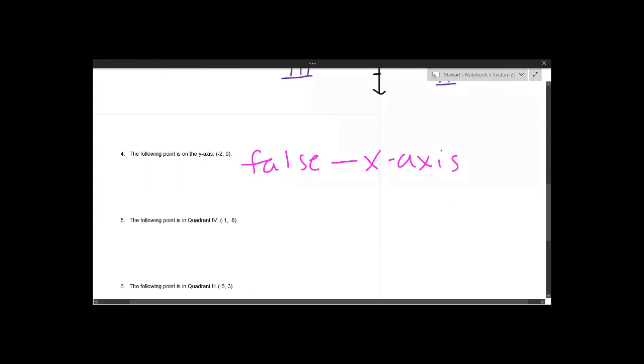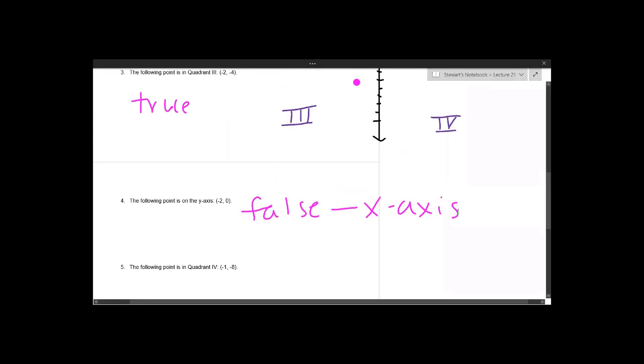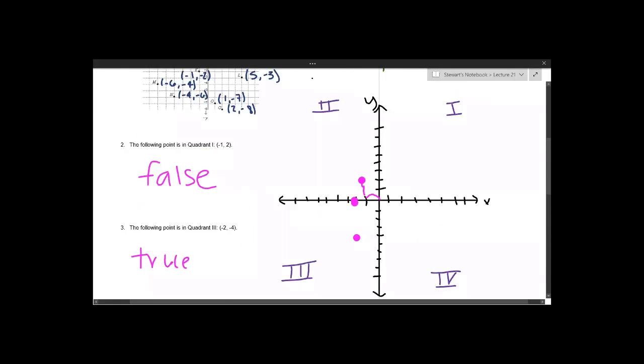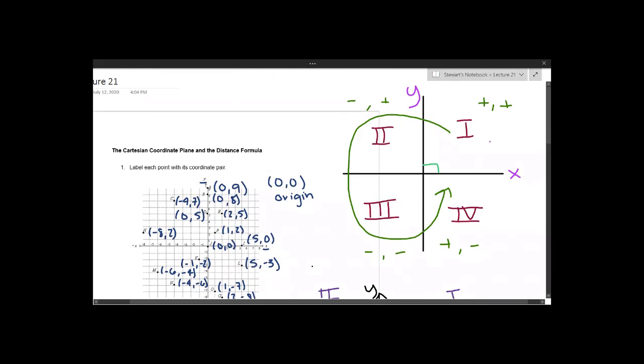The following point is in quadrant 4, (-1, -8). Well, instead of applying this one, did you notice how in the one where there were both negatives, it was in quadrant 3? And you know how I said up here, quadrant 1 represents when the x and y values are positive. Quadrant 2 represents when the x value is negative, y value is positive. Quadrant 3 is when both of the x and y values are negative. And quadrant 4 is when the x value is positive but the y value is negative.